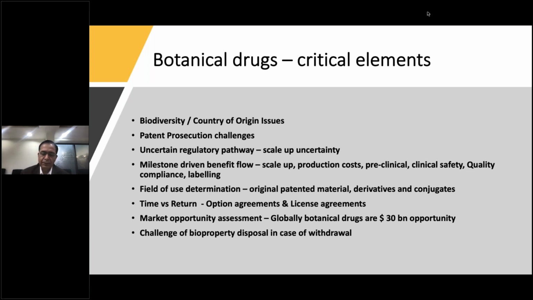Botanical drugs are a big opportunity, but the market growth is phenomenal. And therefore, extrapolating the market growth itself is something that needs a good feel for the industry as such. The important thing we see in all of these is the challenge of bioproperty disposal in case of rescission of the contract or withdrawal of the product by the bailee.